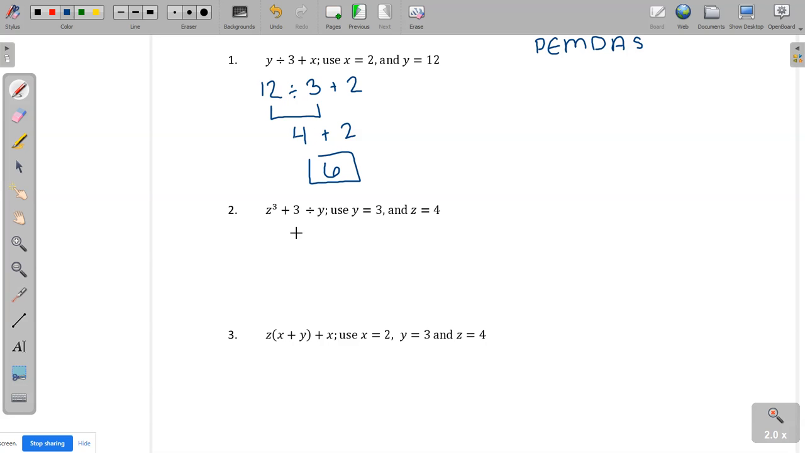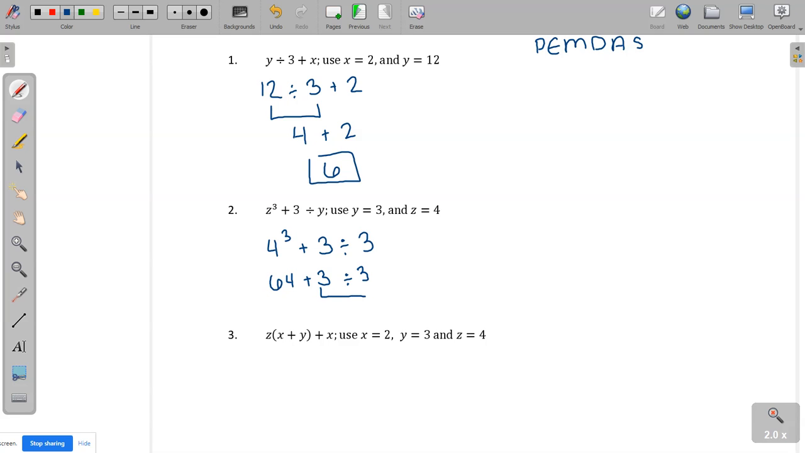So look at number 2. Z cubed, and z is 4, so we're going to do 4 cubed plus 3 divided by y, and y is 3. So we're going to do our exponents first. 4 to the third is 64 plus 3 divided by 3.